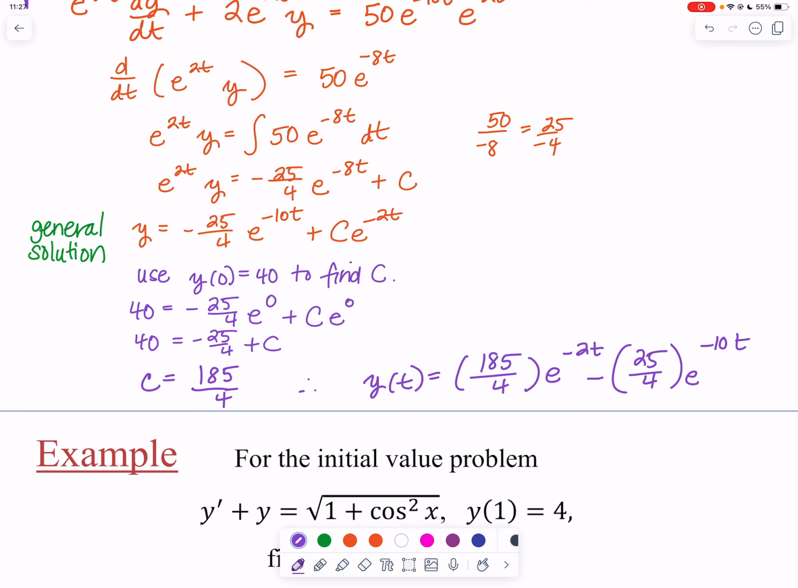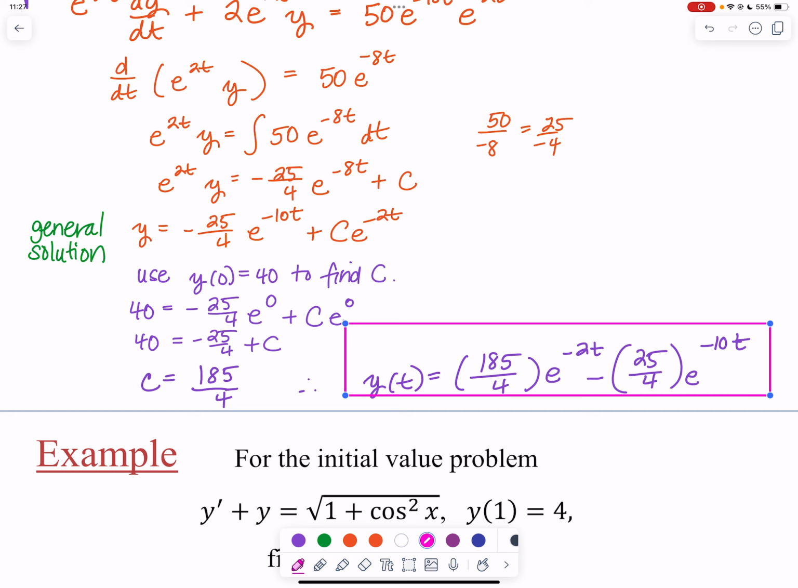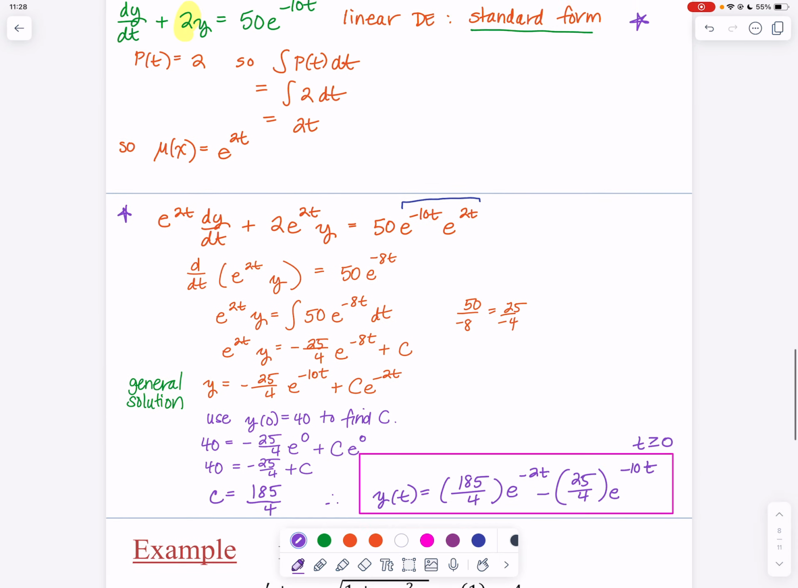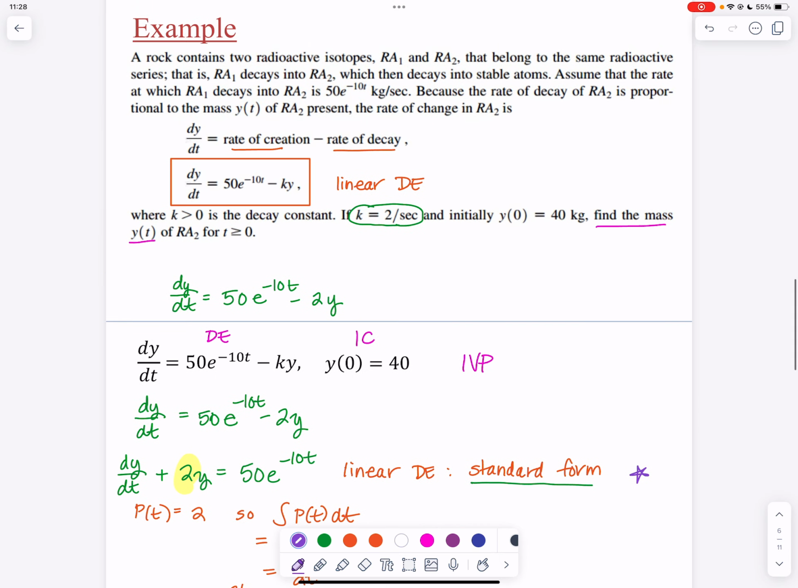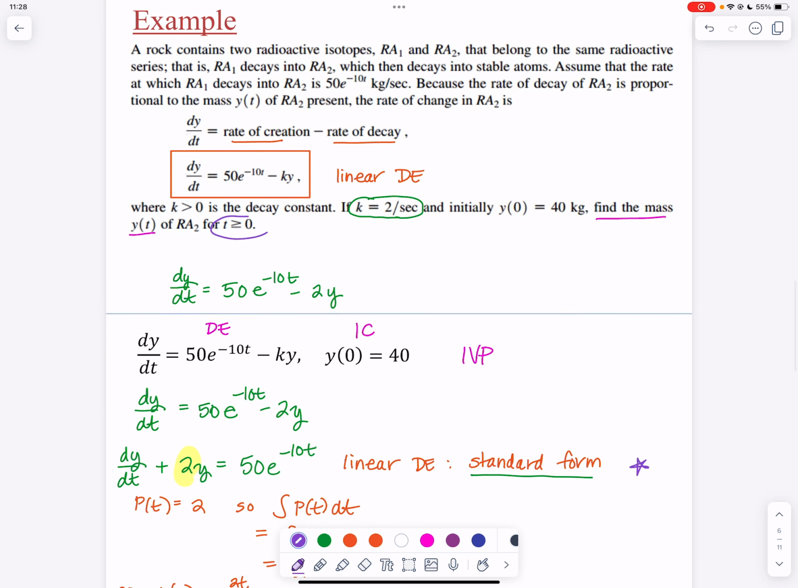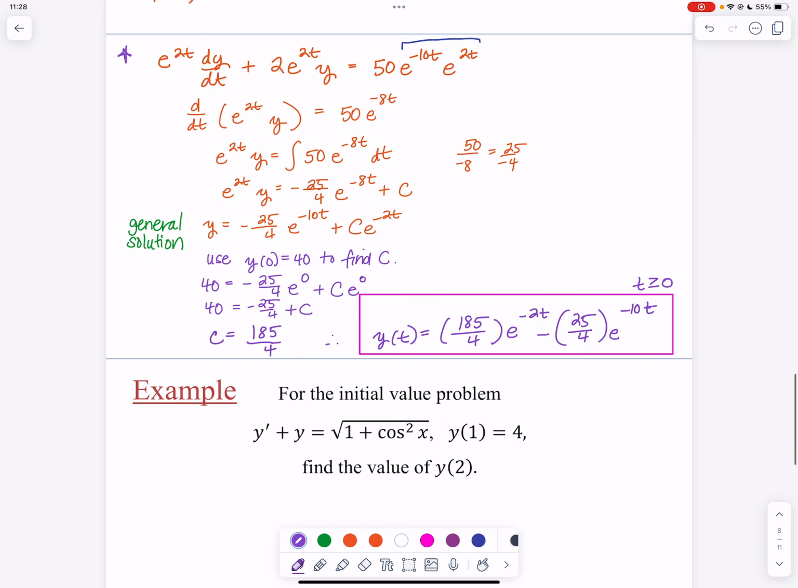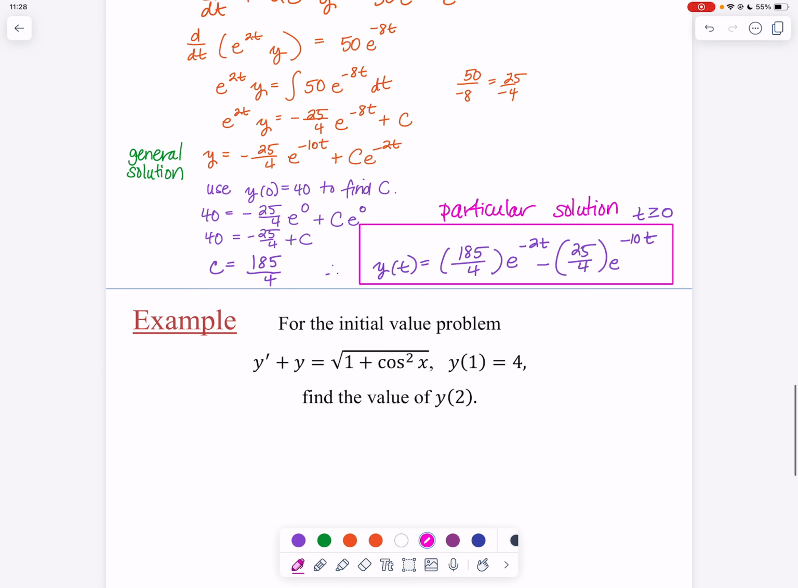And of course, we still have that t has to be greater than or equal to 0, which was noted right here. Okay, and this is our particular solution, the solution to the IVP. Okay, let's look at our next example.